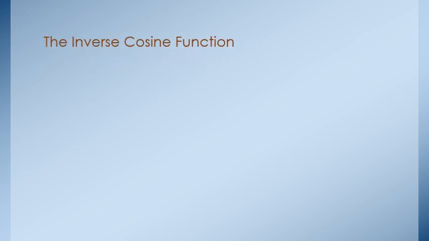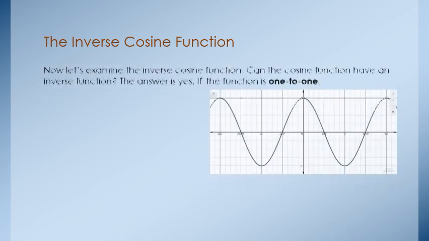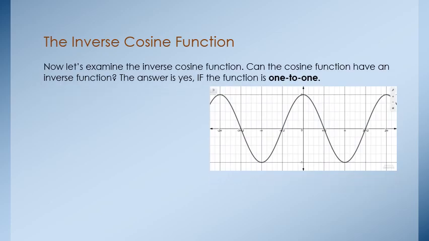All right, so now that we've taken a look at the inverse sine function, let's look at the inverse cosine function. Can the cosine function have an inverse function? Well, like we saw with the sine function, the answer is yes, but only if the function is 1-to-1. So let's look at an example.